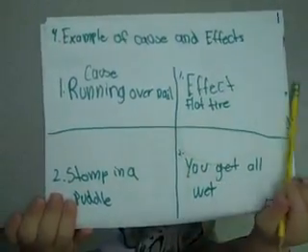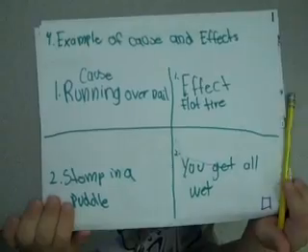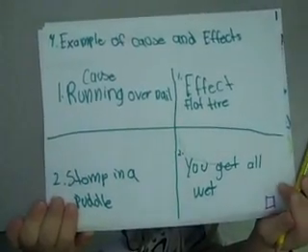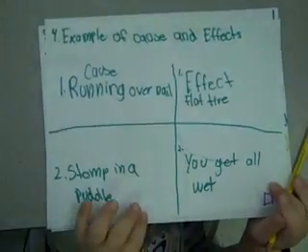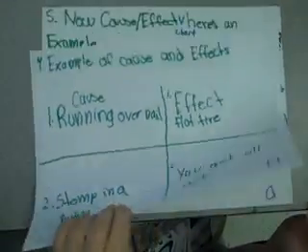Example of cause and effect. Cause, running over a nail, and the effect is a flat tire. Another one is, cause, stomp in a puddle, the effect is you get wet, all wet.